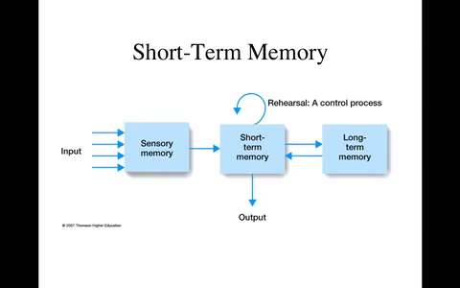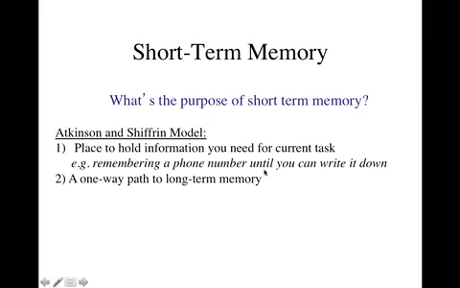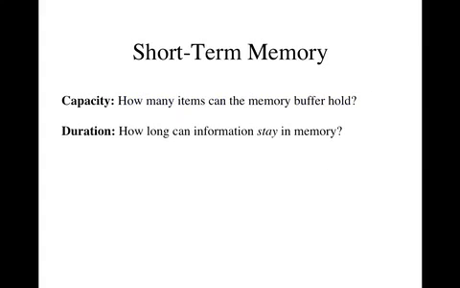According to the Atkinson and Shiffrin model, short-term memory is a place to hold information so that you can do something with it. You can also rehearse that information so you can hold it in there longer. So according to Atkinson and Shiffrin, the basic purpose is a place to hold information you need for the current task, and it's also a path to long-term memory. What I mean by a one-way path here is that this is the only way you can get to long-term memory. You need to first go to short-term memory in order to get to long-term memory.